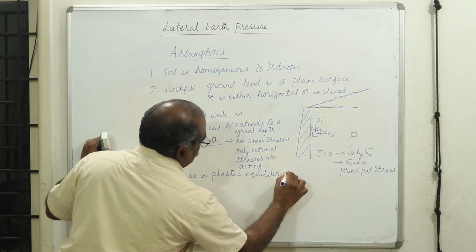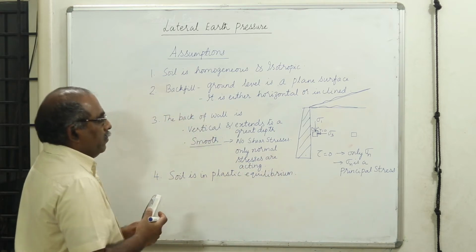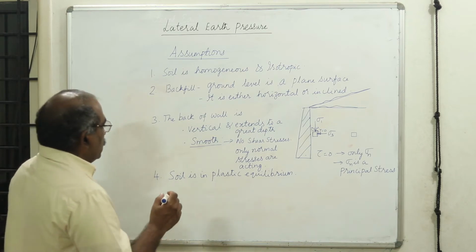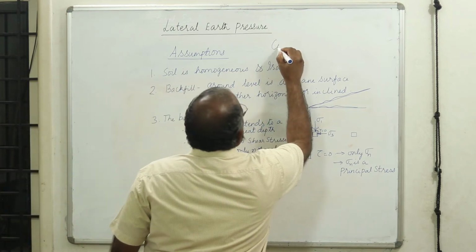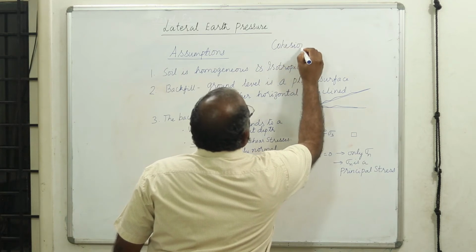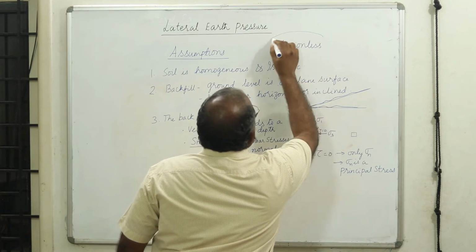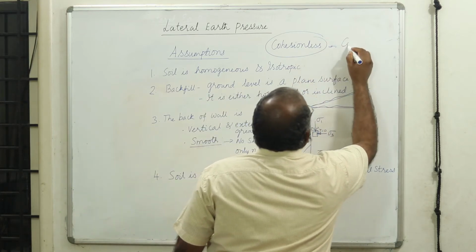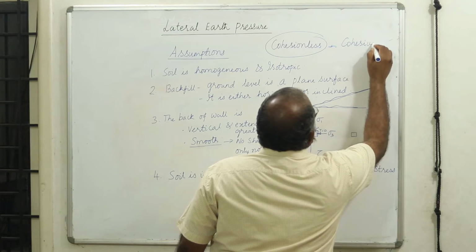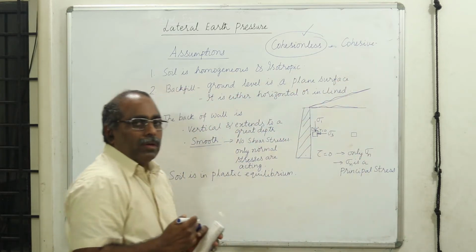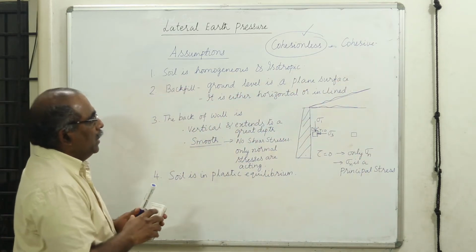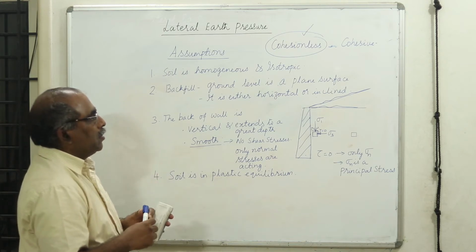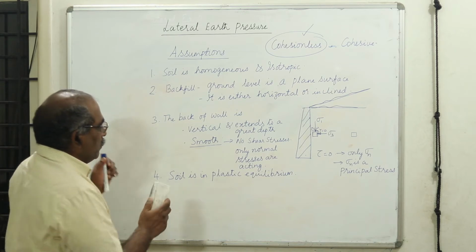With these assumptions, Rankine's theory was developed basically for cohesionless material. First he developed it only for cohesionless material, and later it was extended to cohesive material. Now we will take up only cohesionless material, all cases of it. Then later we will see the cohesive case. Bell was the person who tried to extend it to cohesive soils, and he got Bell's equation. We will derive Bell's equation.